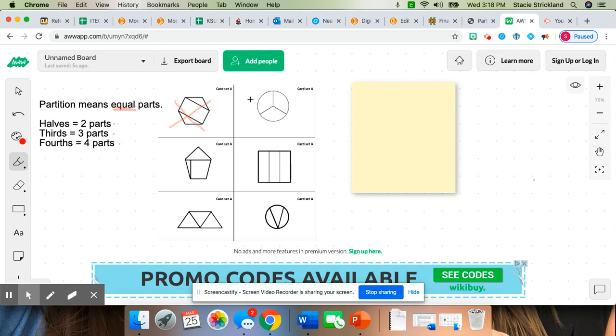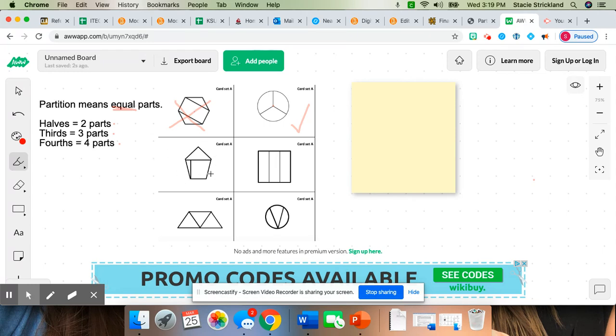Okay, now looking at this circle right next to it, I see that those lines go right to the middle of the circle, and that really helps me see, are these parts equal? And it looks like all 3 of these parts are equal, meaning they're the same size, so that is partitioned into equal parts. Moving on.